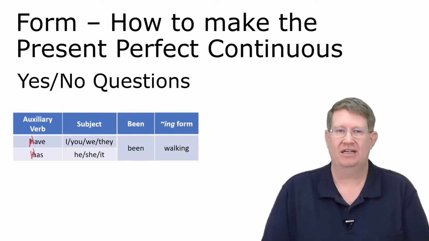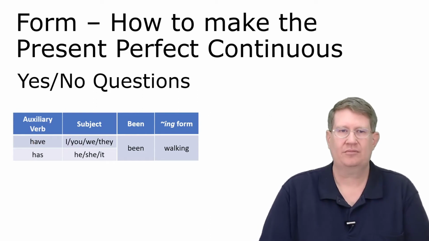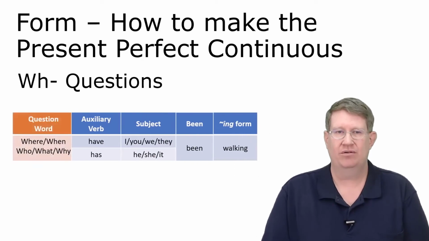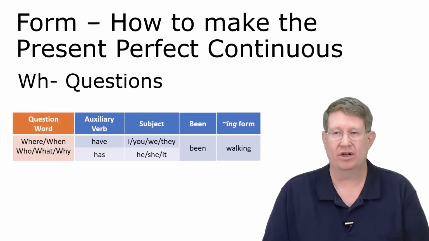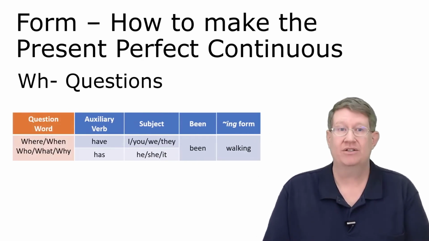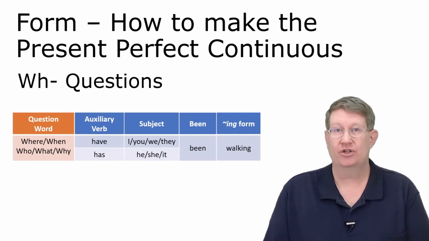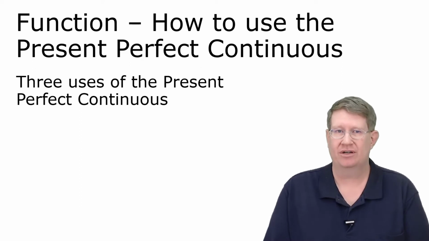Now, we'll take a look at WH questions. WH questions, we start where we just left off with yes, no questions, and all we do is just add the question word at the beginning. So that's the form of how to make the present perfect continuous. There's nothing to understand. It is what it is, and there isn't very much to remember, just a few rules. Okay, now let's take a look at the function, how to use the present perfect continuous.